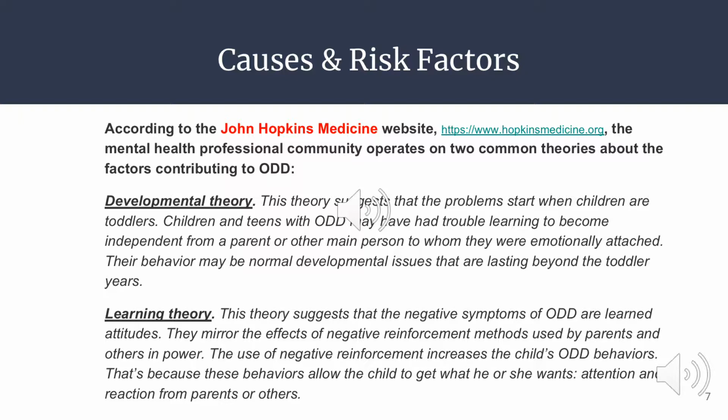The second theory, the learning theory, suggests that the symptoms that the child is experiencing are basically just reflections of what this child is seeing parents and authority figures use in stressful situations. The child then mirrors those behaviors, and that mirroring behavior becomes a pattern that the child takes on, and then they are diagnosed with the disorder.